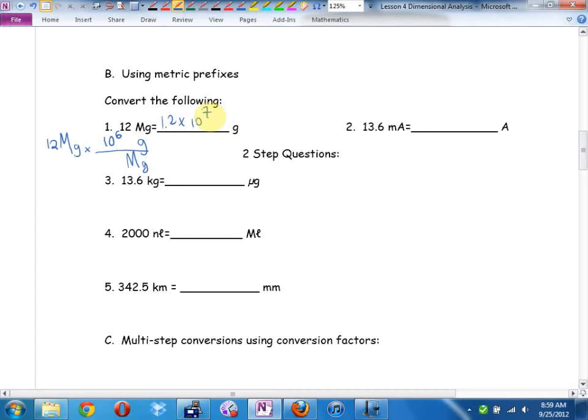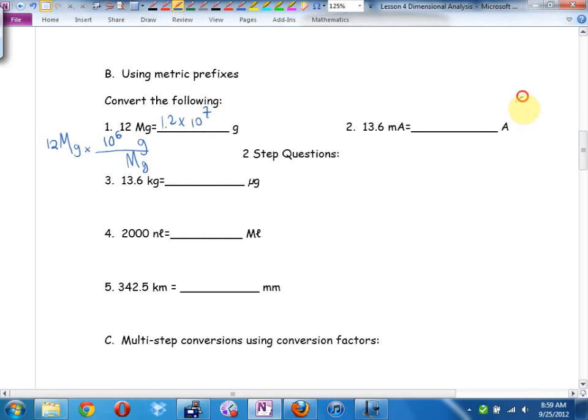This seems really complicated. Well, it is, except when you get to multi-step questions, this lets you build what we call a conversion chain. And this also cuts way down your memorization. So I'm going to try and sell you on this. Let's try example 2. Example 2 says 13.6. What's a lowercase m? From the chart? Milli. Okay.